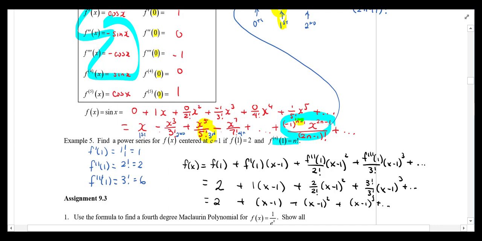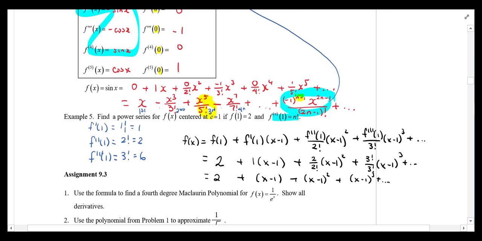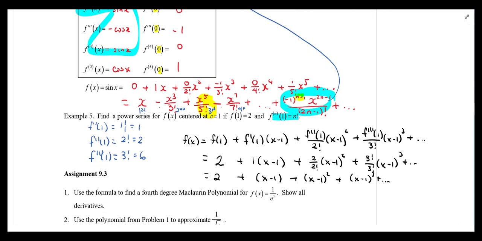And if you want to write that even nicer with a summation symbol, you don't have to, but if you wanted to, 2 plus the summation, and the expression is just x minus 1 to the power n, where n equals 1, and because this is an infinite power series, we're going to infinity. All right, that's your introduction to Taylor and Maclaurin series.